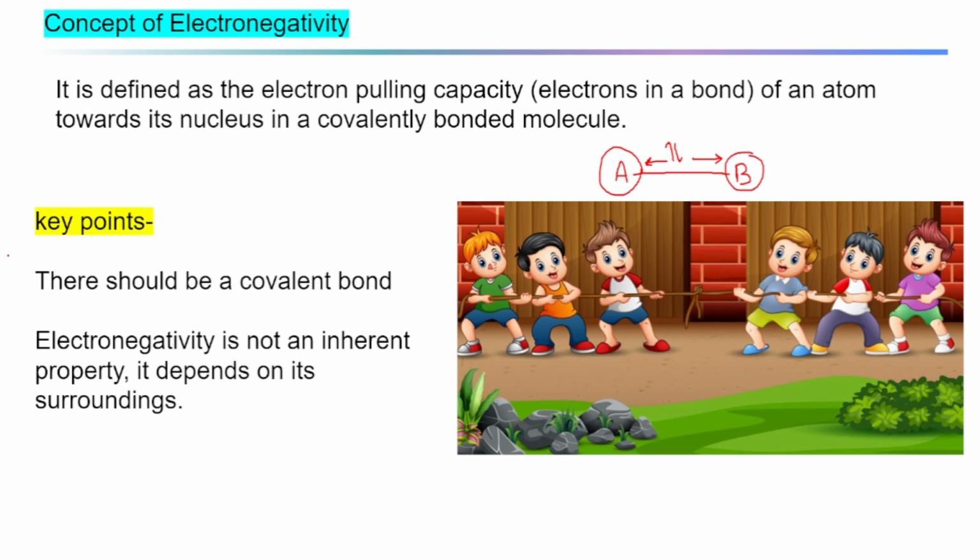Now, key points. There should be a covalent bond to define the electronegativity of any atom, and electronegativity is not an inherent property, so it depends on its surroundings. So if you change atom B to atom C or atom D or any other atom, the electronegativity of all the atoms will change.